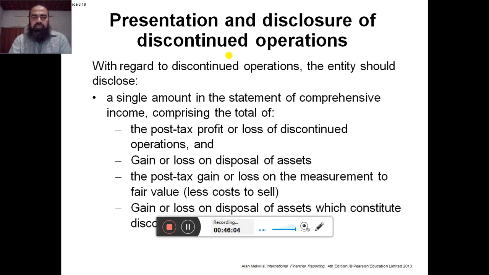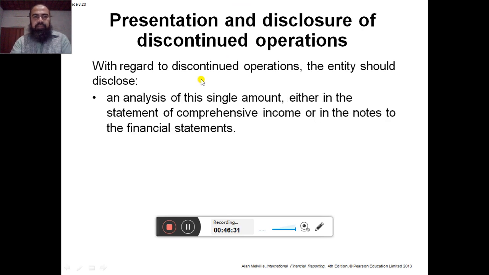Third point is the post-tax gain or loss on the measurement to fair value, less cost to sell. That is also relevant. Yeah, pichle jo hai wo kuch points mein padh chuke hain. के इसको भी हमने कंसिडर करना है. और इसी तरह से हमने गेन और लॉस ऑन डिस्पोजल ऑफ एसेट्स विच कॉन्स्टिट्यूट डिसकंटिन्यूड ऑपरेशंस, उस गेन और लॉस को भी हमने, ये शायद पहले भी इसी स्लाइड में ये पॉइंट डिस्कस हो गया है.